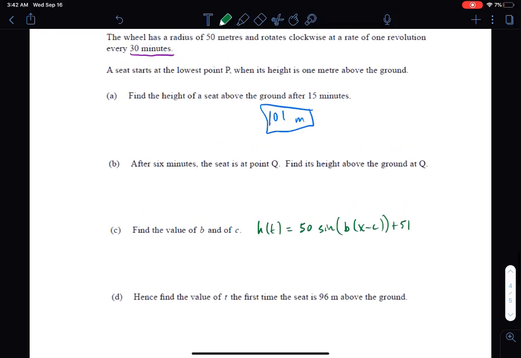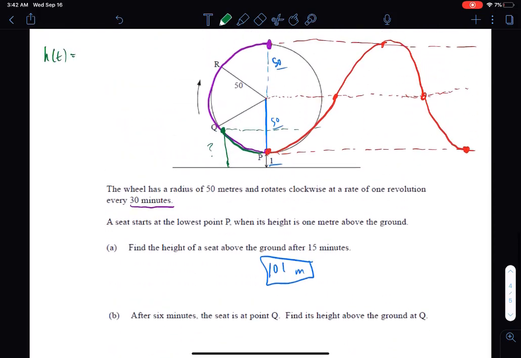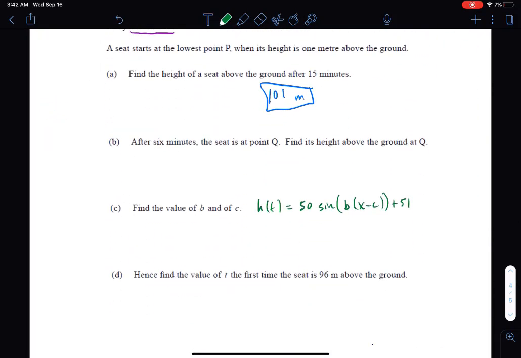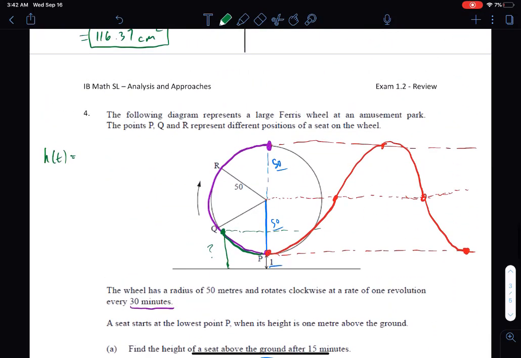Okay, so that should have been in the question. I just didn't copy it from the test. And technically, I didn't teach you to write a sine wave this way. You can write it as a sine wave, and that's what they're going to do. But they give you that equation, and that's for part C and D.